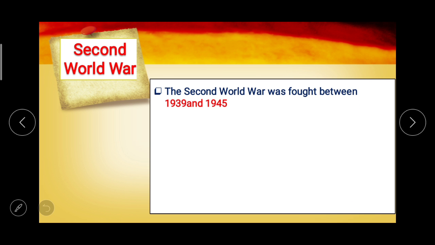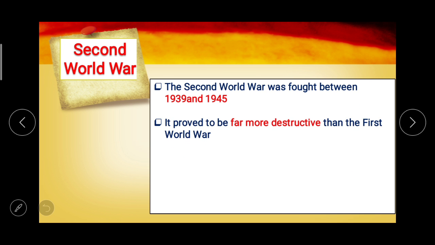And because of all these things, again, the Second World War was fought between 1939 and 1945. It proved to be far more destructive than the First World War. And not only was it more widespread compared to the First World War, but also more advanced technology was employed in this war, and that is why it was far more destructive than the First World War.